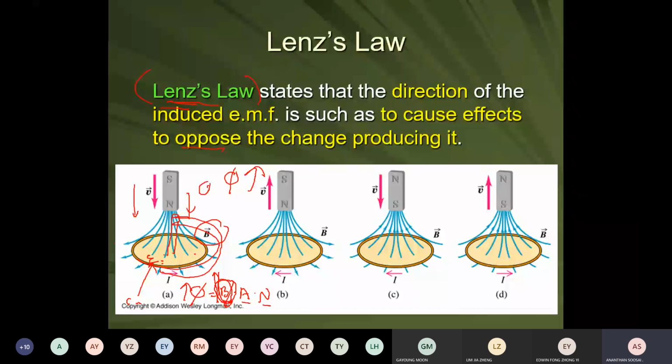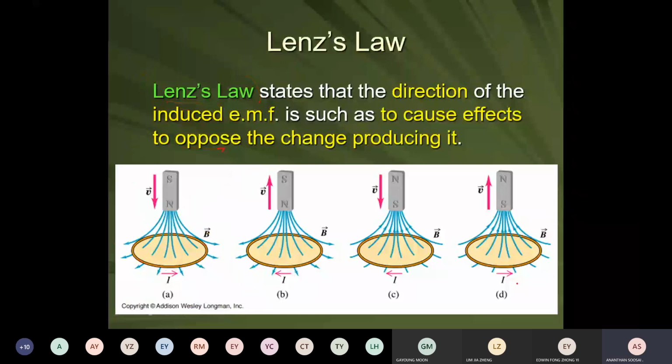It opposes the change. Okay, don't put in your mind that it opposes the increase in flux. It opposes the change. If it increases, it tries to slow down. If it decreases, it tries to increase it back. That's Lenz's law. Okay, so we try to explain the second diagram. Use Lenz's law to understand the second diagram.